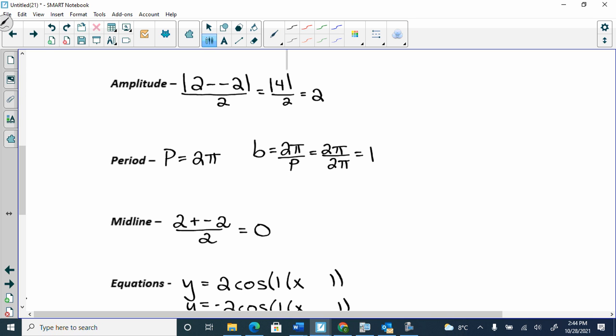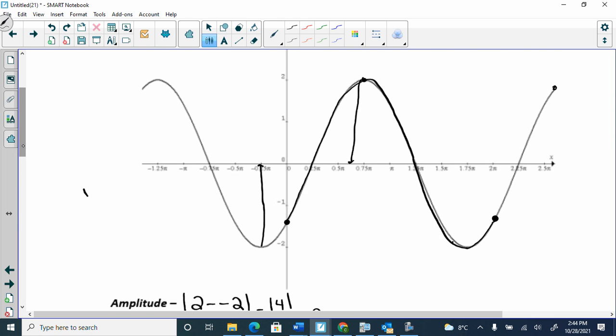If it's 0, your graph should be symmetrical about the x-axis. So let's see, where do they both meet? If I drew up 2 and I drew down 2, they met at y equals 0. Please draw your midlines like I'm doing, because this will help you with your horizontal phase shift for sine graphs. Always draw your midline in. We're going to draw our midlines.